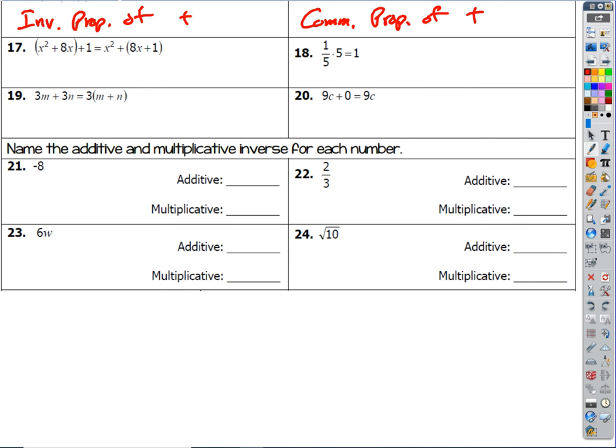We're looking at inverses here. What's the additive inverse of negative 8? Positive 8. What's the multiplicative inverse? 1 over negative 8, which we could simplify maybe to just negative 1/8. Okay?